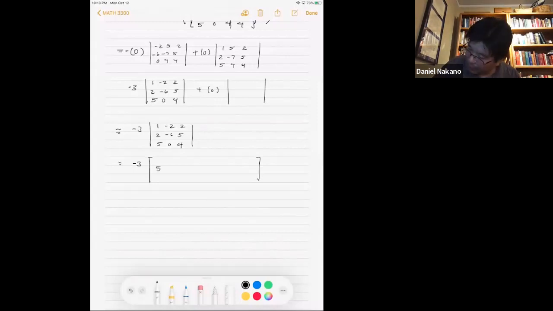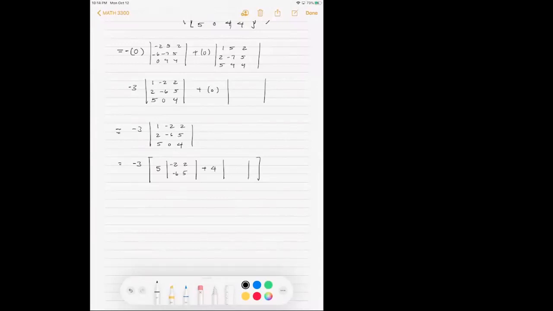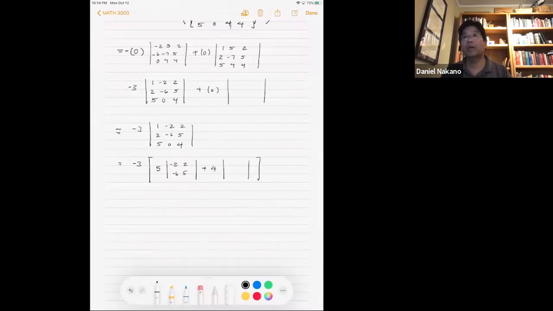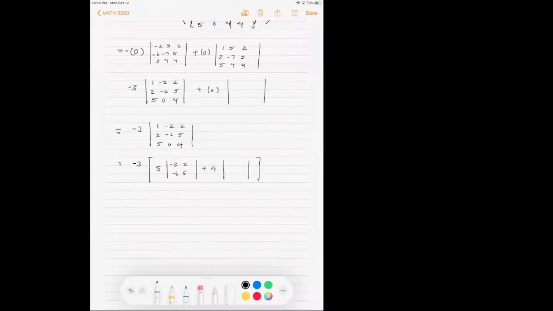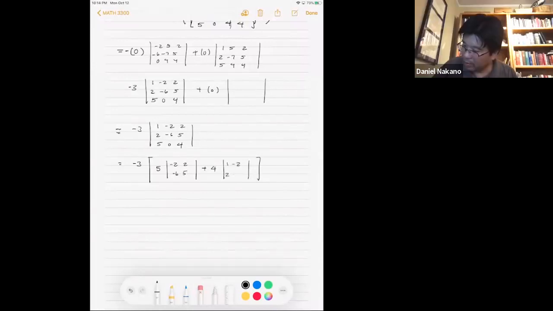So I get 5 times what? Minus 2, 2, minus 6, 5. And then 0 doesn't contribute anything. 4 is in what spot? The 3, 3 spot. So 3 plus 3 is 6, so it's even. So again, it's positive. Is everyone following my logic? Yes. And what's the cofactor here? What's the matrix I have to take now? 1, -2, 2, -6. Good.